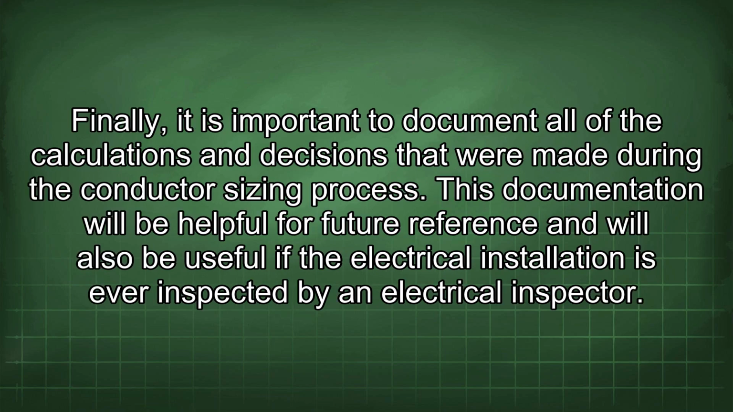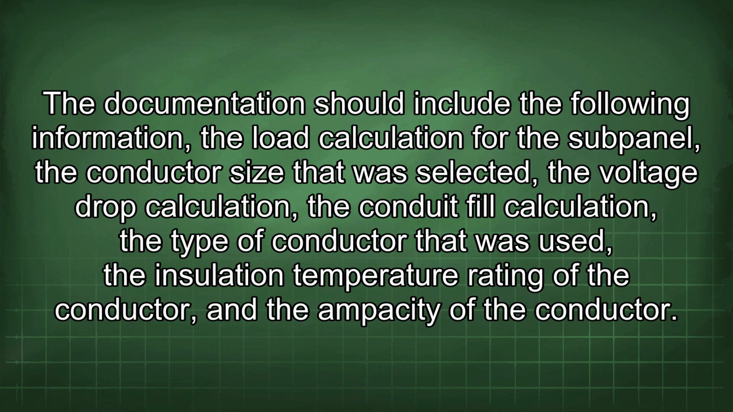Finally, it is important to document all of the calculations and decisions that were made during the conductor sizing process. This documentation will be helpful for future reference and will also be useful if the electrical installation is ever inspected by an electrical inspector. The documentation should include the following information: the load calculation for the subpanel, the conductor size that was selected, the voltage drop calculation, the conduit fill calculation, the type of conductor that was used, the insulation temperature rating of the conductor, and the ampacity of the conductor.